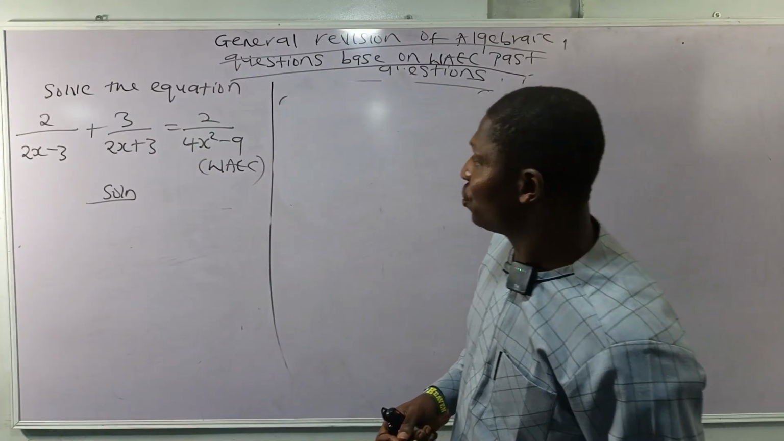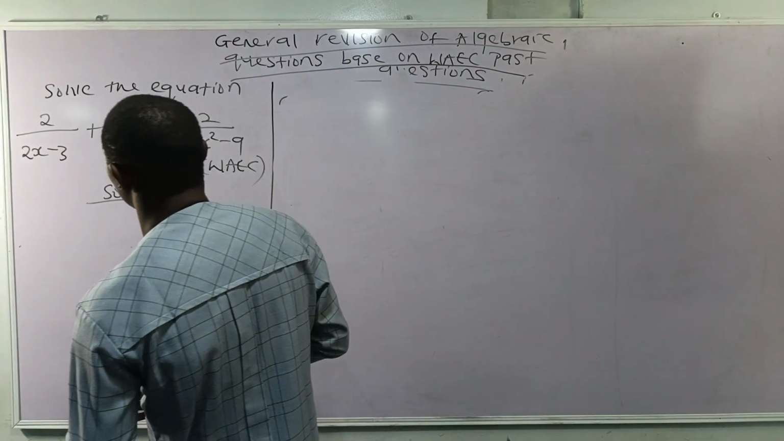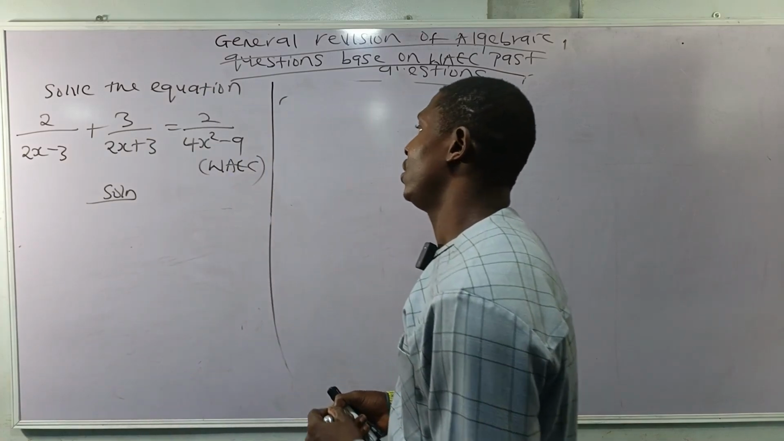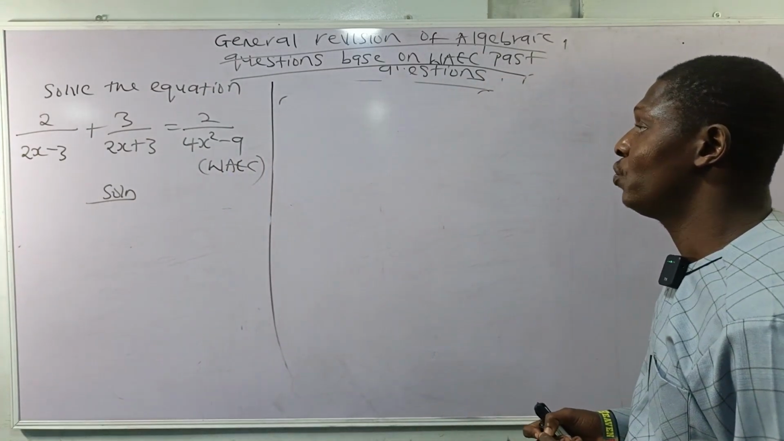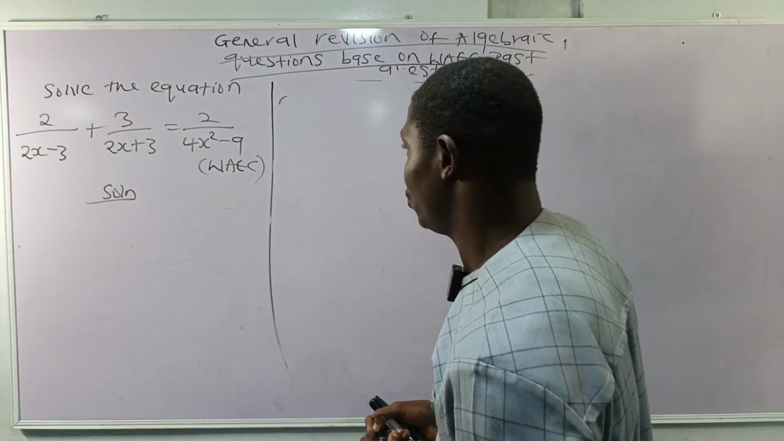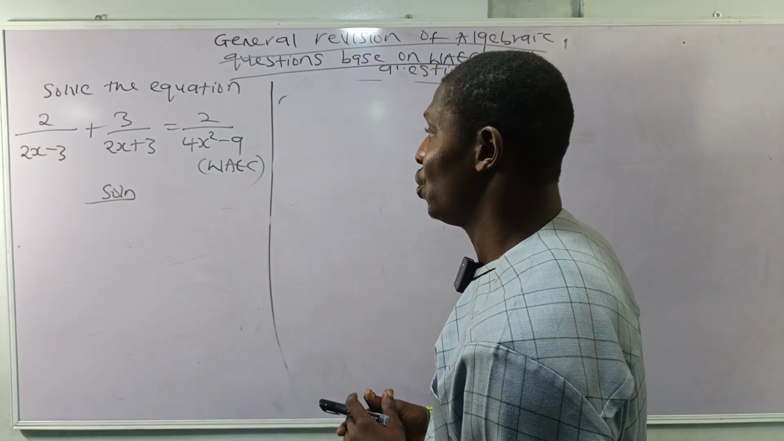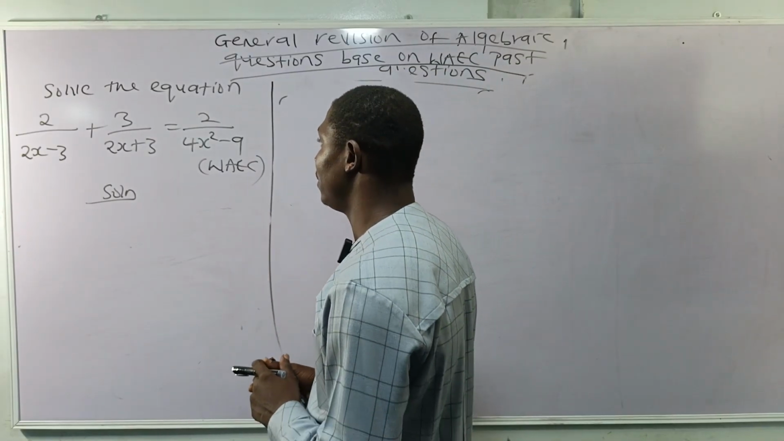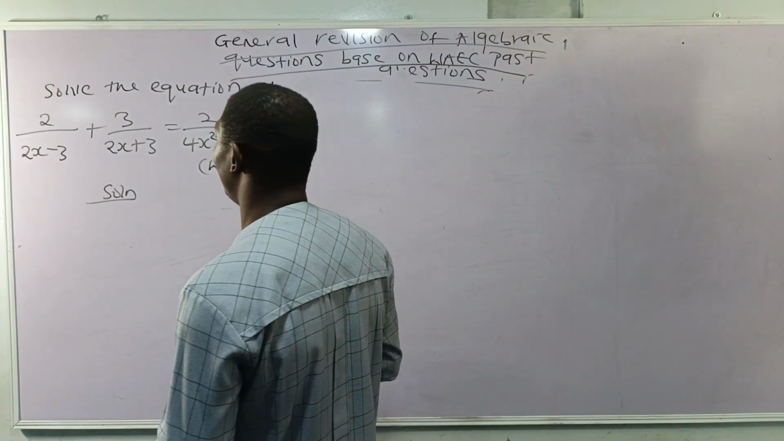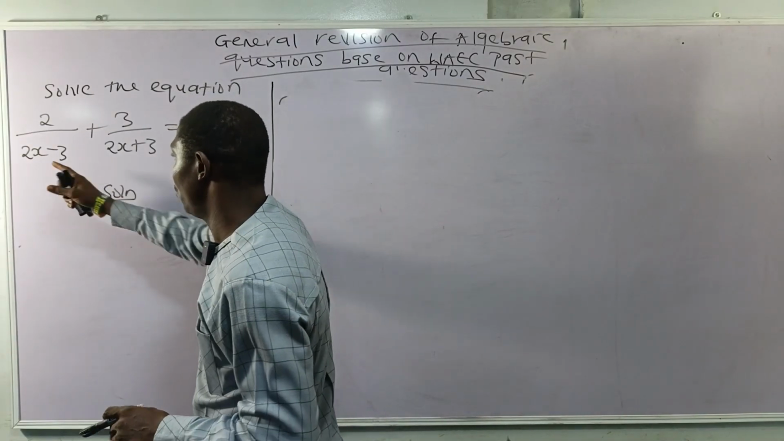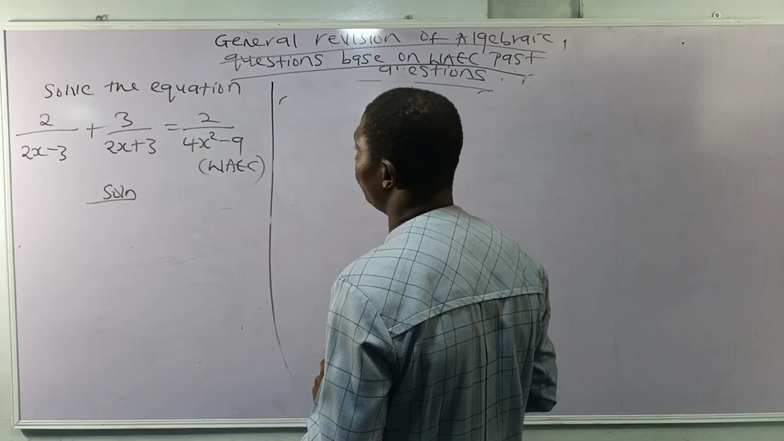So we have another question on the board, which is 2 all over 2x minus 3 plus 3 all over 2x plus 3 equal to 4 all over 4x squared minus 9. And it's a WAEC question. And they said we should solve. Remember, to solve is to get the numerical value of the variable. And our variable here is x. How do we do that?